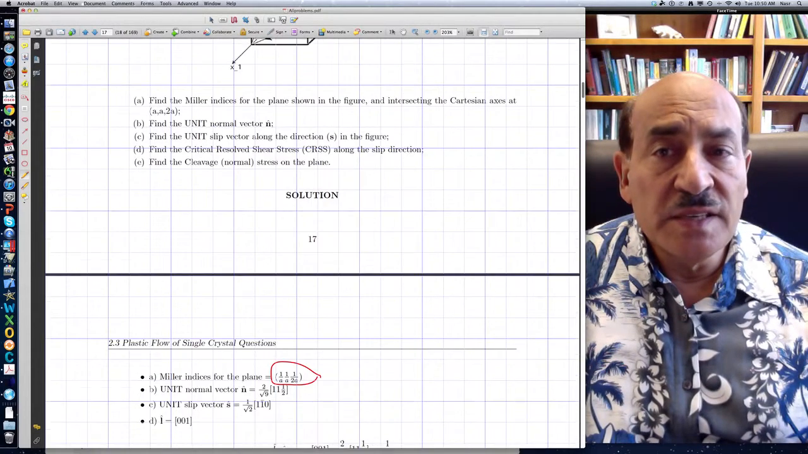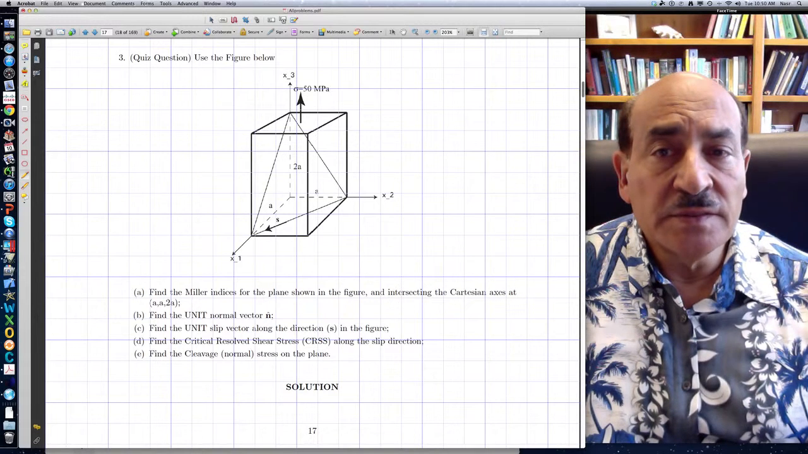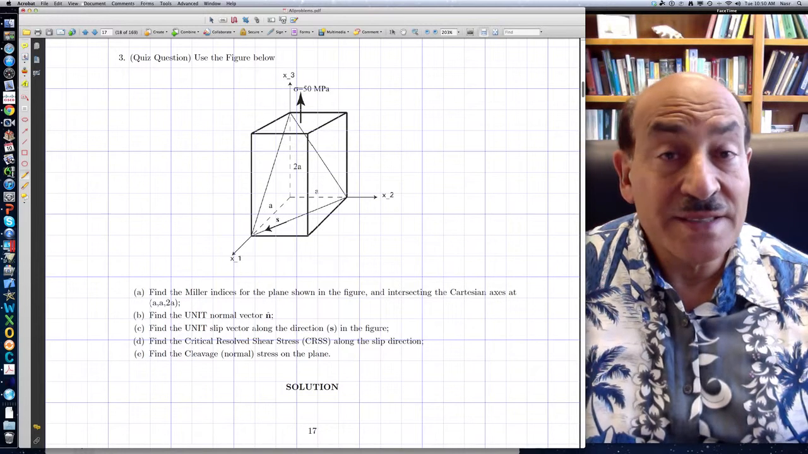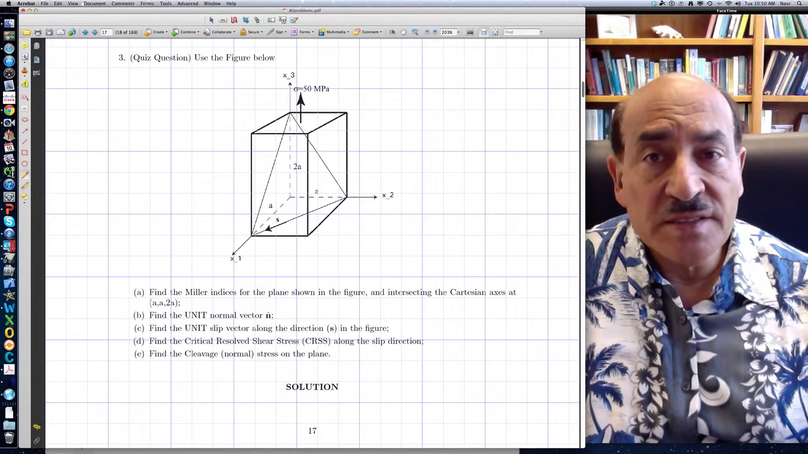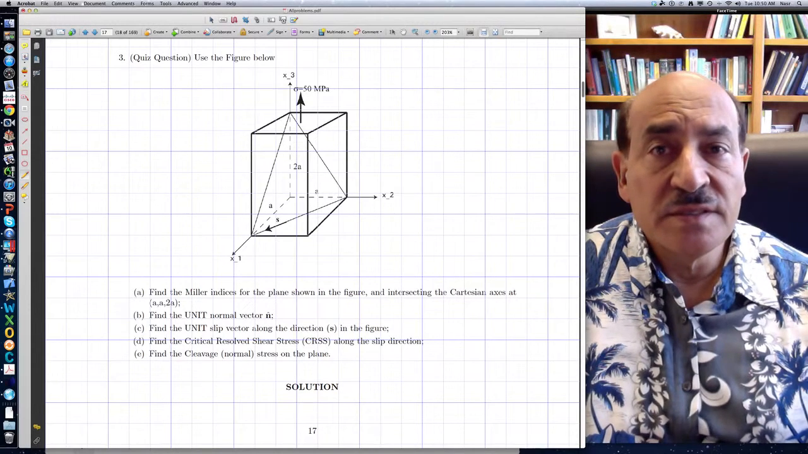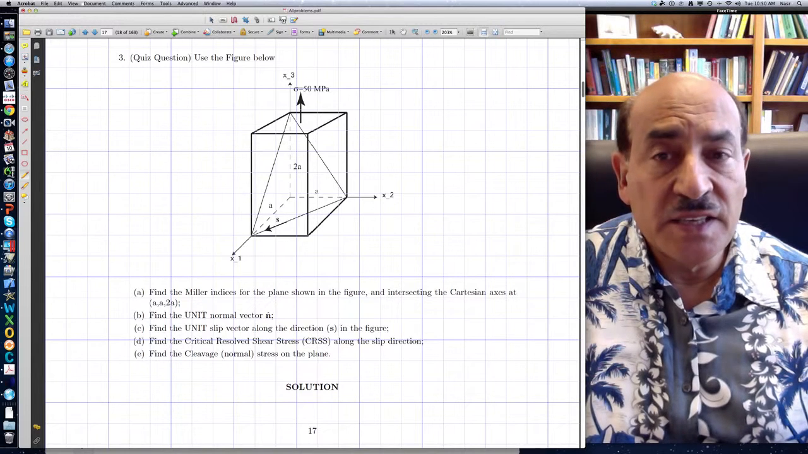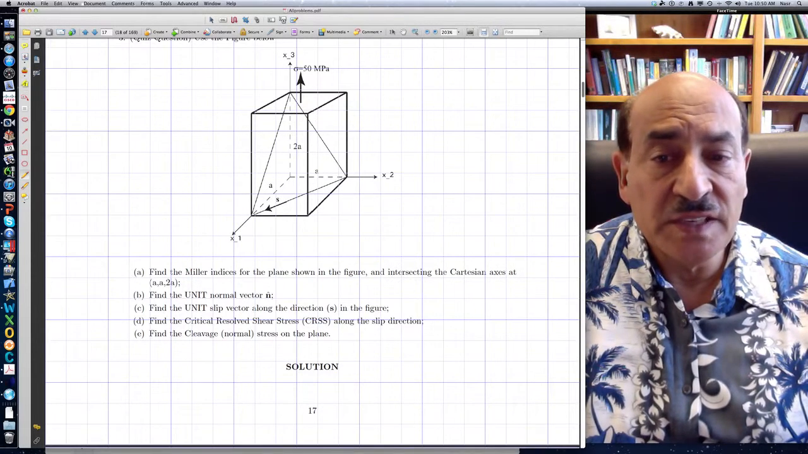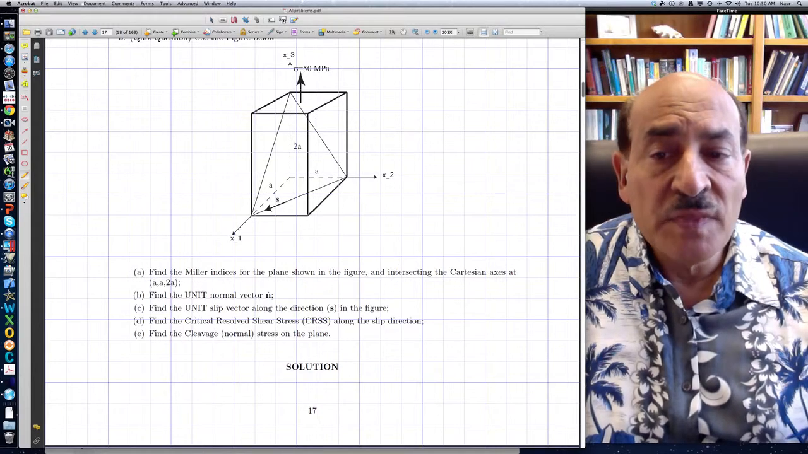Then in this problem we have an applied stress sigma of 50 MPa along the x3 direction. So if I want to represent this as a vector, then the applied stress would be 50 in the k direction. So the k direction will be the vector along the third component of the Cartesian vector.